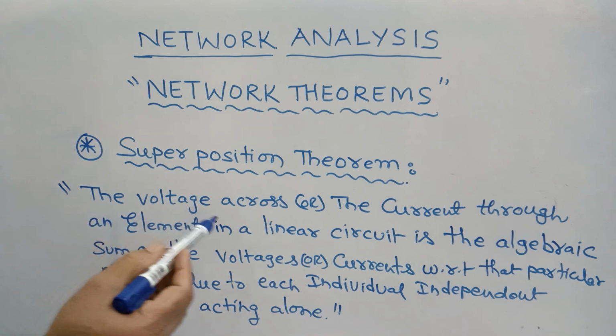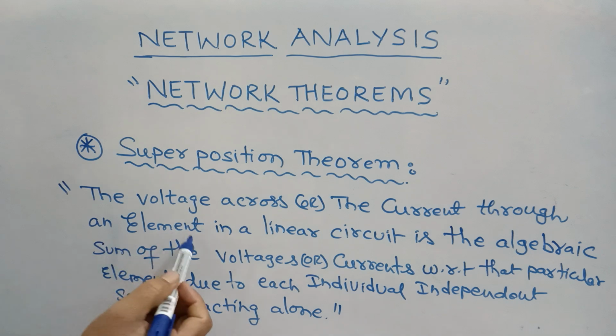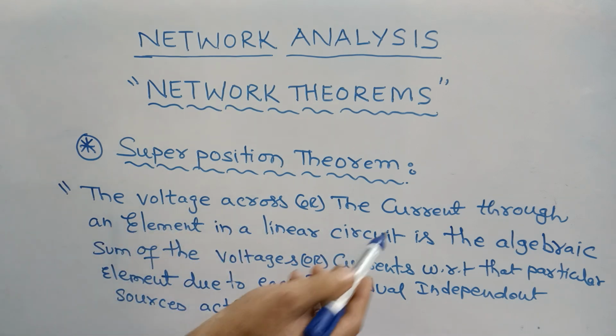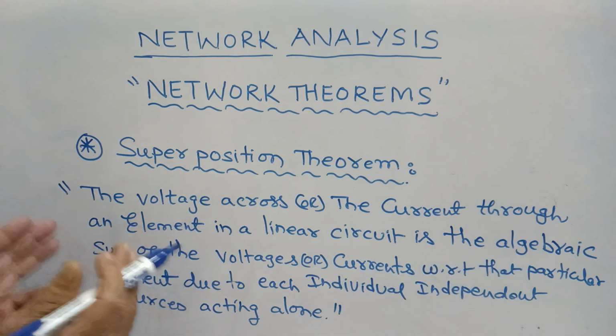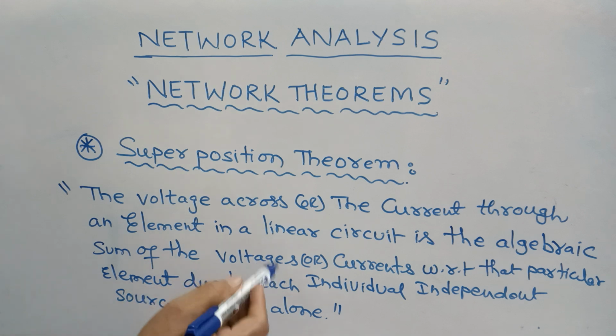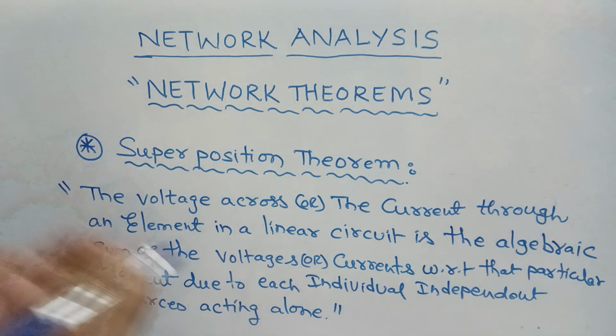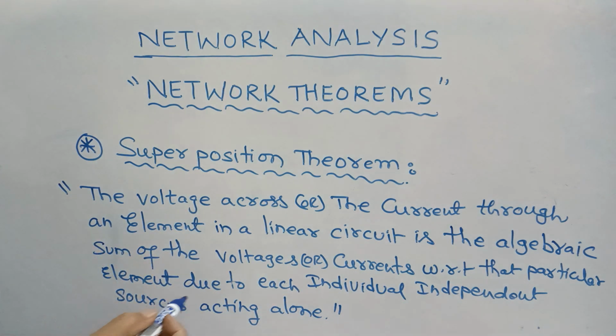Remember that the voltage across or the current through an element in a given linear circuit is the algebraic sum. That is very important. The algebraic sum of the voltages or currents with respect to that particular element due to each individual independent source acting alone. What is the meaning of it?